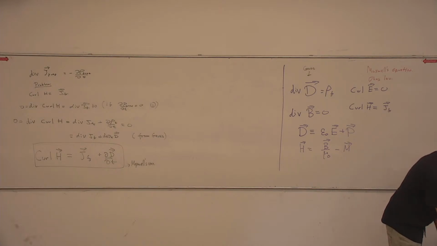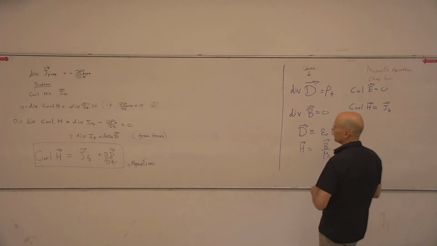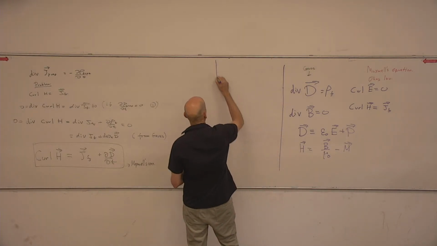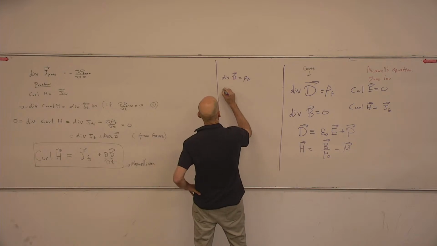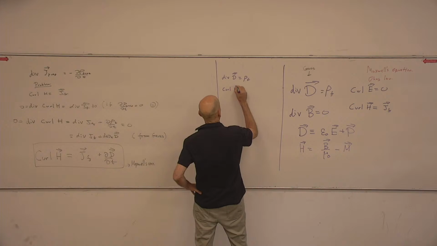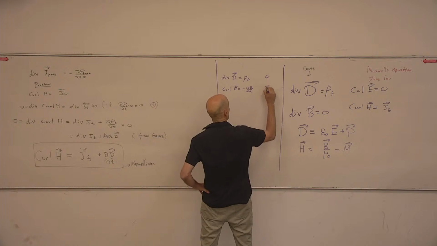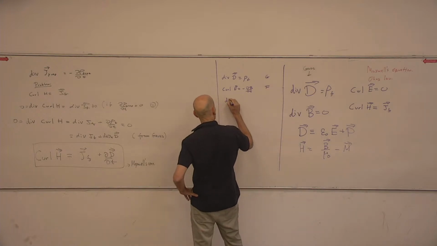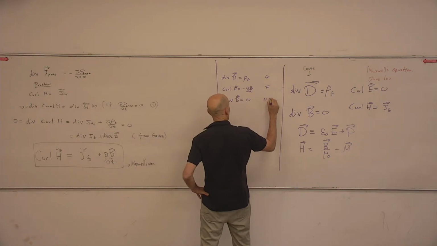So now we have Maxwell's equations, and I'm going to write them just so you can see them. Div D equals rho free. Curl E equals minus dB/dt. This is Gauss, this is Faraday. This is the correction that we added here. Div B equals 0, no monopoles.